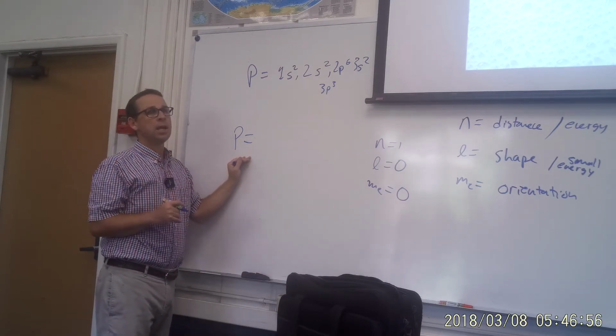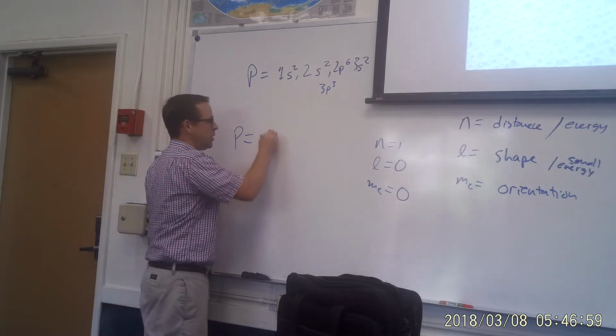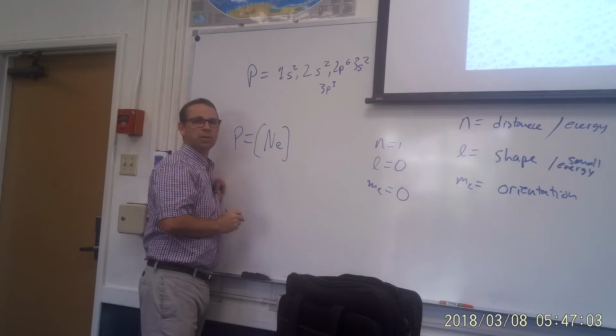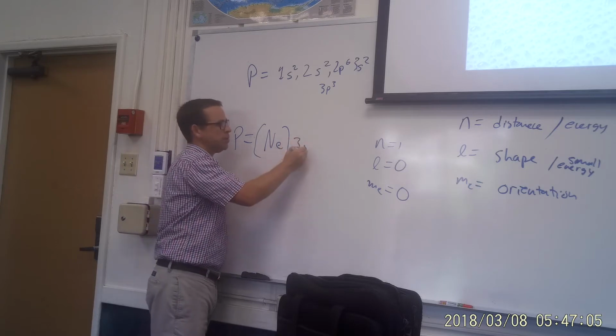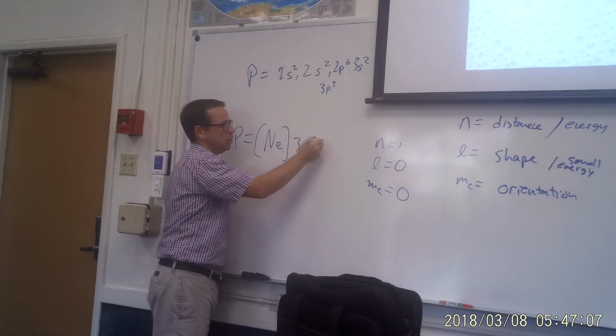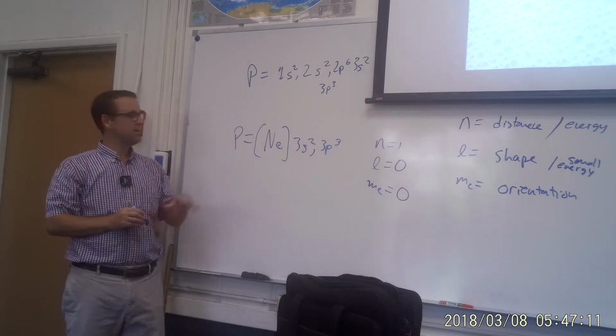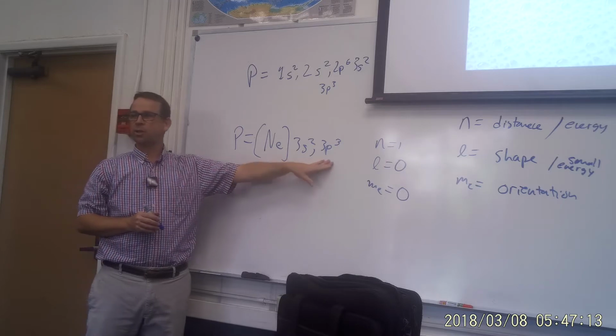What is that? Neon. And then I would just start from there. Which would be what? What electrons? 3s2, 3p3. All right, so that's the noble gas electron configuration.